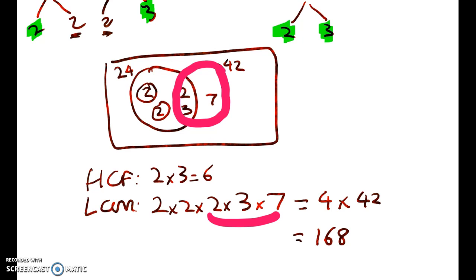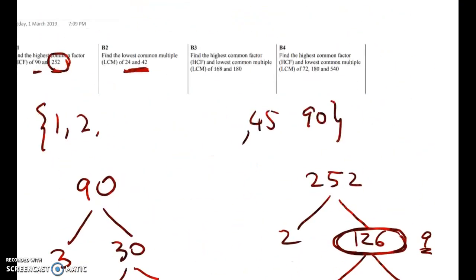Next one's got some bigger numbers. I'll scoot back to the top so we can see what they are. Right, highest common factor and lowest common multiple of these two, 168 and 180.